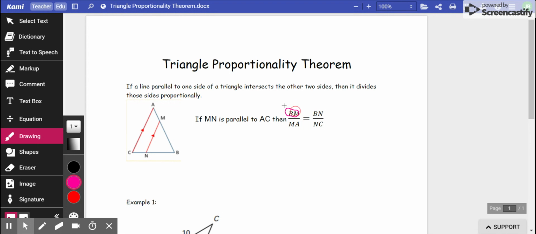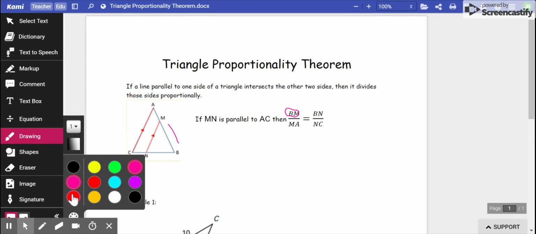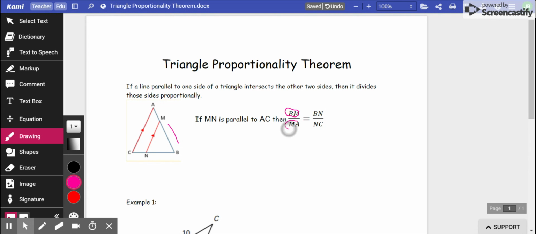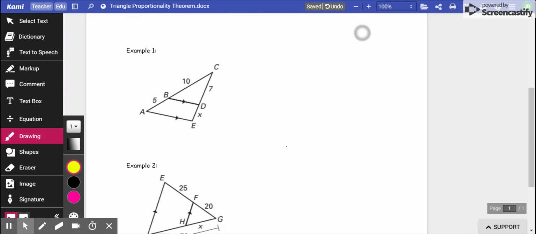BM, which I'll circle here, is this side, is proportional to MA, which is this side. Then they're going to be equivalent to BN, which is this side, to NC, which is this side. And as you can see from the picture there, it basically all makes a proportion.